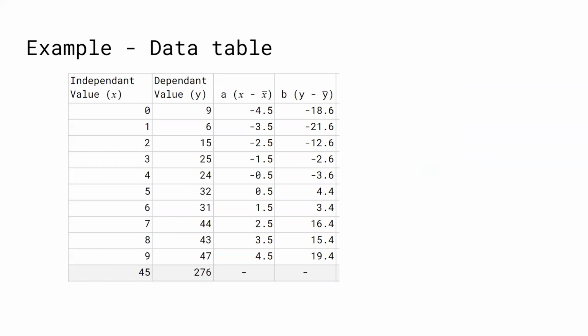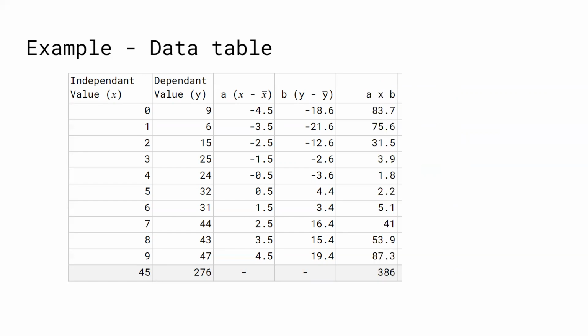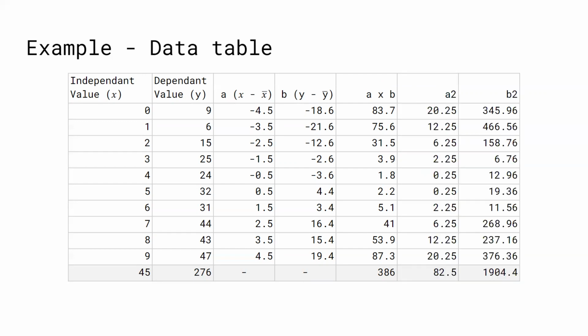Now, expanding on the data table a bit more, and to help with that equation we just saw, I'm going to add a fifth column, which is going to be A times B for each row, and at the bottom, I'm going to take the sum of those values. And then I'm going to add a sixth and seventh column, which is simply going to be A squared and B squared, respectively, and I'm going to sum both of those at the bottom. And there we have it. That's my complete data table. I'm now going to take these values, particularly the ones in the gray row at the bottom, and put them into the equation we saw earlier.